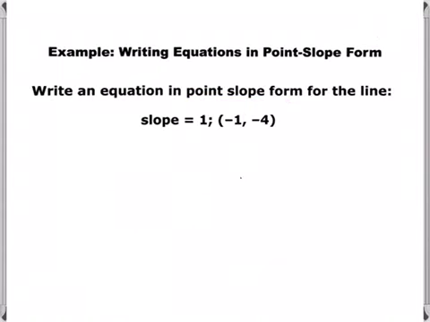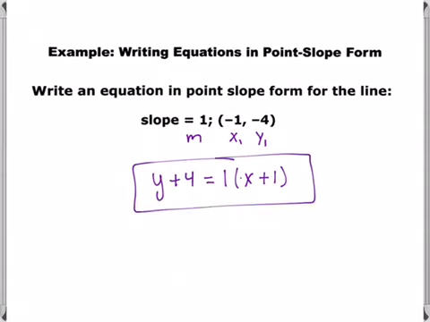Same idea here. They've given us a slope and a point. So this is our slope, this is our point x1, y1. So we're going to plug it into our point-slope form. So remember, it's y minus our y1 value, which is -4, so it's like plus 4, equals 1 times x minus a -1, so it's like plus 1. And this becomes your point-slope form line equation.